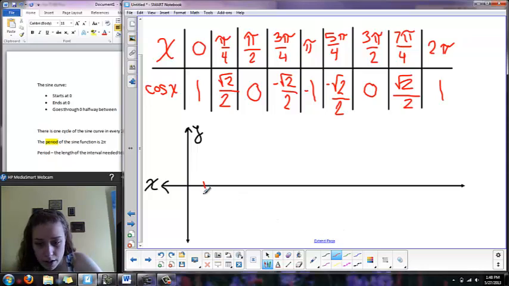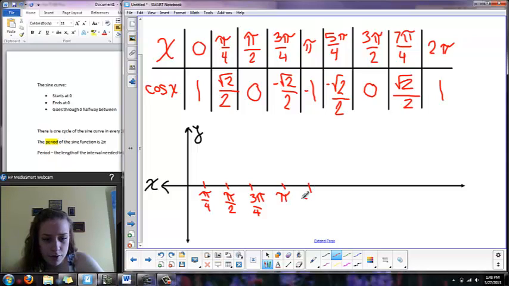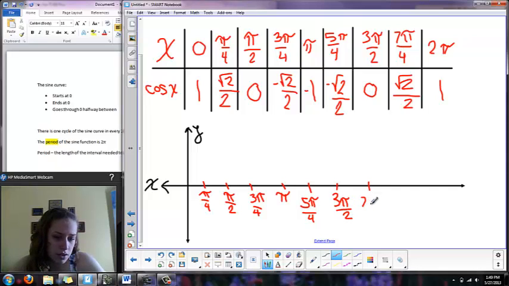So I have 0, pi over 4, 2 pi over 4, which is just pi over 2, 3 pi over 4, 4 pi over 4 is pi. 5 pi over 4. 6 pi over 4 is 3 pi over 2. 7 pi over 4 and 2 pi.